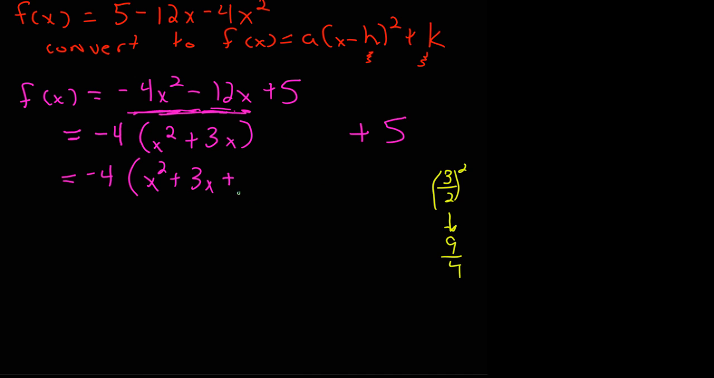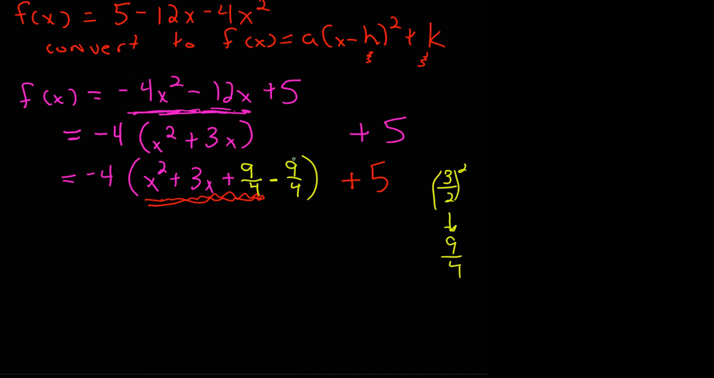I want to add, though, well, I can't add something to the function without changing its values. The only thing I can add to it is 0. And so I'm going to add my 0 in this form. It's going to be 9/4 minus 9/4. I'll keep the plus 5 out here. All right. This is 0. I haven't changed the value of anything in there, but I've made this part a perfect square. And it's a perfect square such that its ending term is this 3 halves.